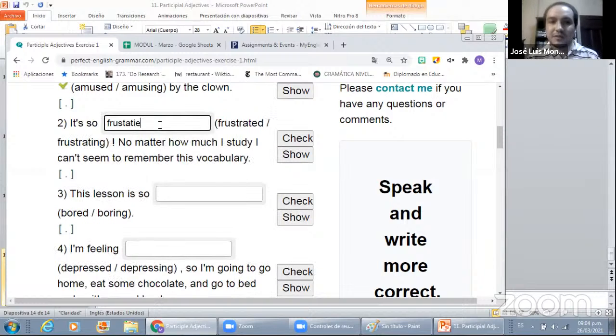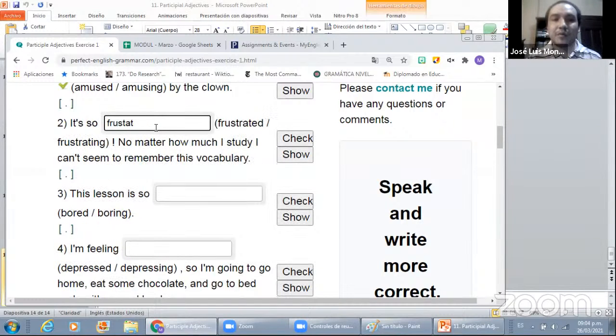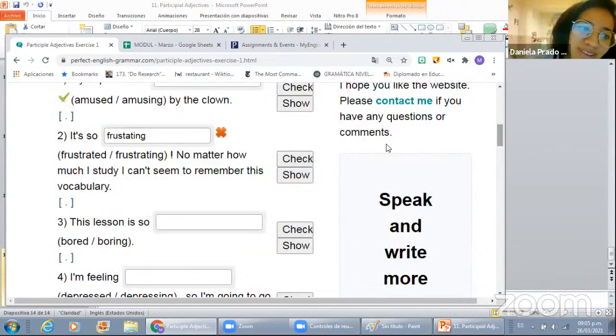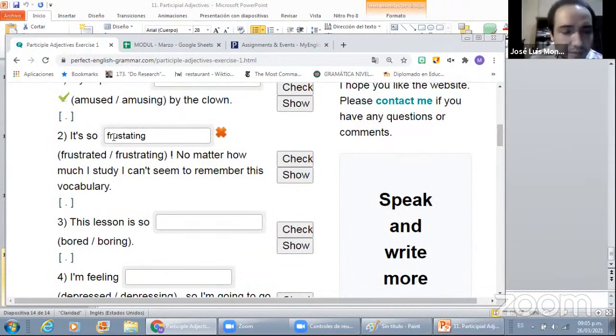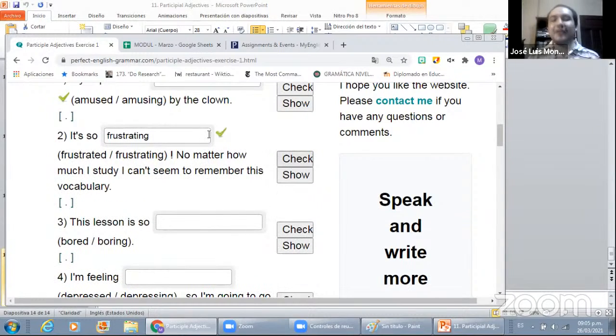Why? Because this should be like this, right? I'm going to check this one again. It's not correct, right? So it's a mistake from the web page. It's frustrating. Correct. Sorry, you forgot the R. Oh, yes, that's why. Thank you very much, Daniela. That's why. Okay, there you go. Thank you. It was my mistake then over there.